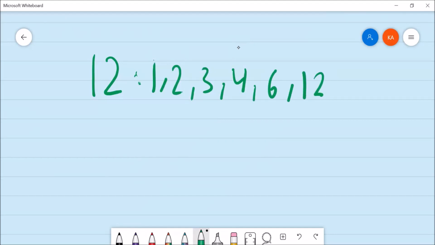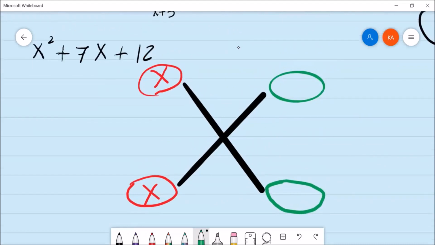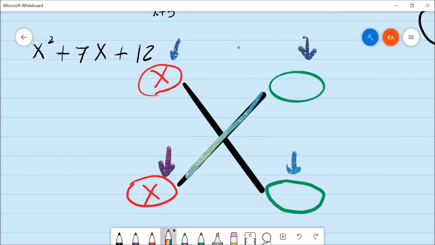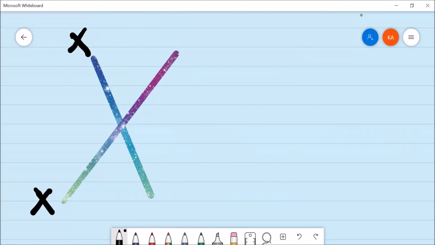How are we going to choose the right answer? We should be careful that the product of these two and these two add up to 7x, which is the midterm. Also note that the quadratic equation must be in the form of ax squared plus bx plus c to write the answer of our factorization. Let's try 3 and 4.